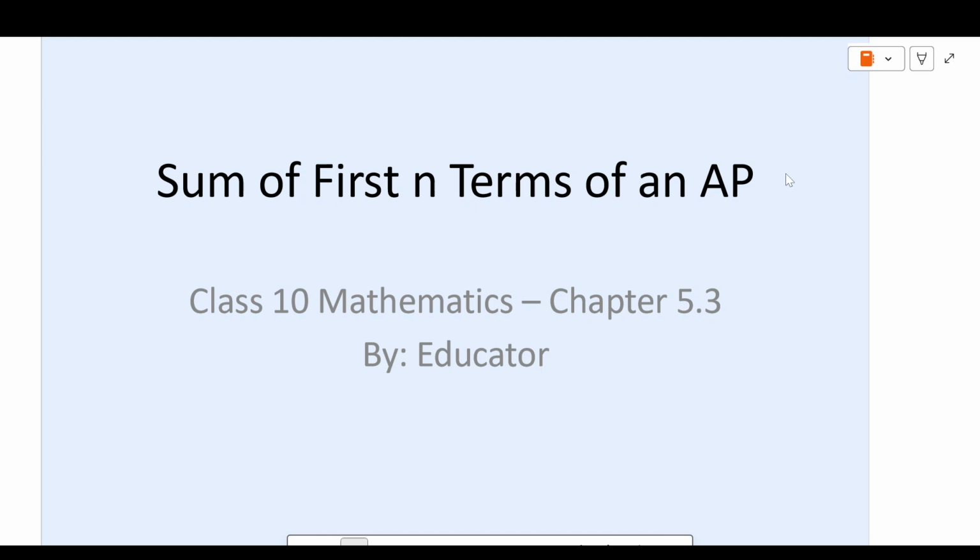As you mentioned, you have already learned chapters 5.1 and 5.2. So basically you have the knowledge about the arithmetic progression. What is an arithmetic progression?